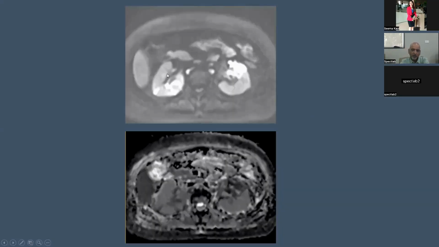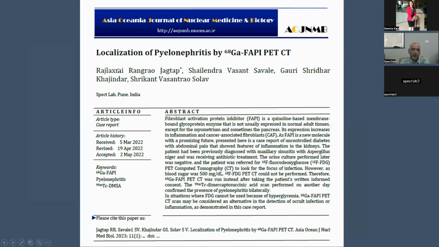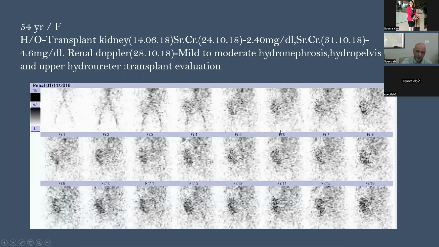You can see here there are multiple areas of altered signal intensity suggesting edema. So we repeated a DMSA scan on another day, and you can see multiple pyelonephritic scars involving both the kidneys. This patient was put on antibiotics and responded well to the treatment. So the localization of this was published in Asia Oceania Journal of Nuclear Medicine: Gallium-FAPI, fibroblast activation protein inhibitor, in diagnosis of certain tumors and first in occult infection.